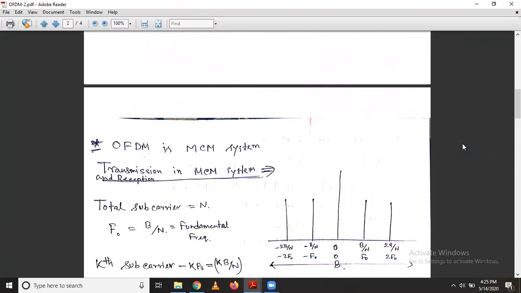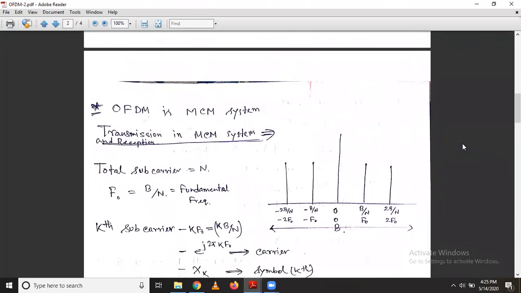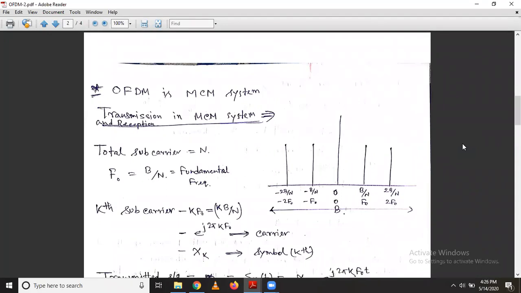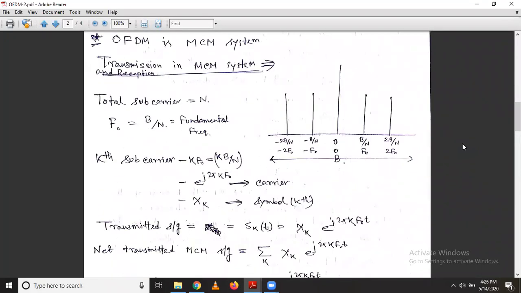Now OFDM, you can say it's a special case of an MCM system. OFDM is nothing but a special case of a multi-carrier modulated system. Now, in the case of a multi-carrier modulation system, how the signal is transmitted, some mathematics is there. How the signal is received, that thing we'll discuss now.